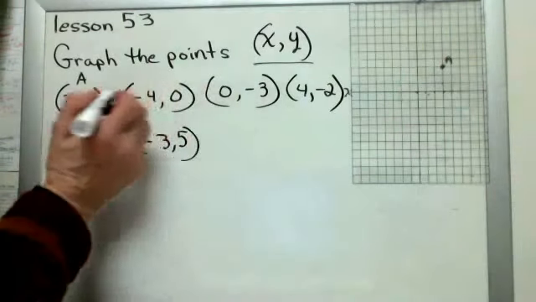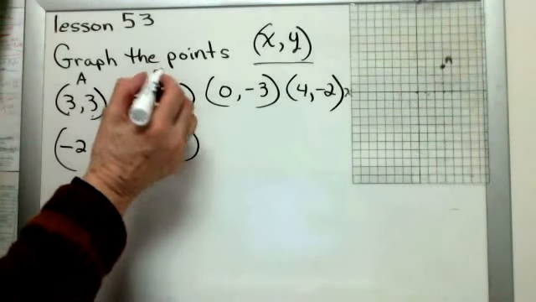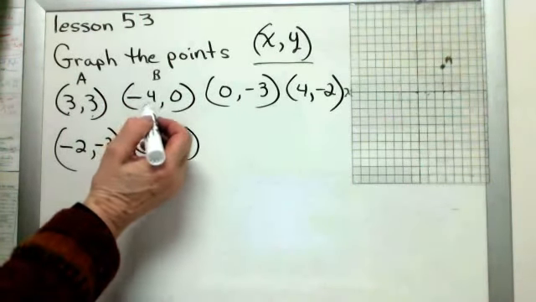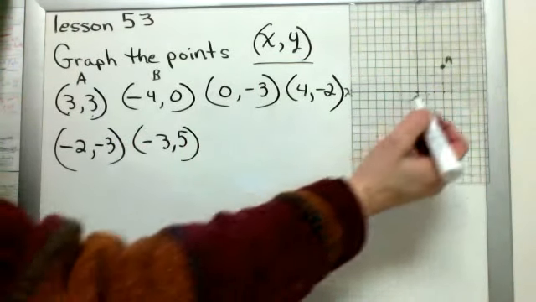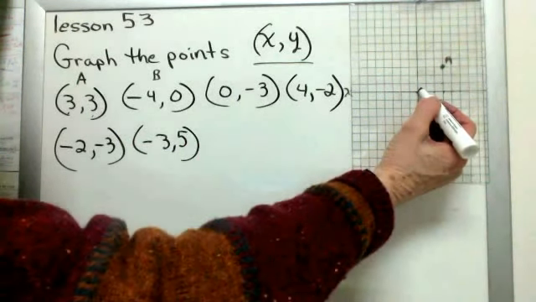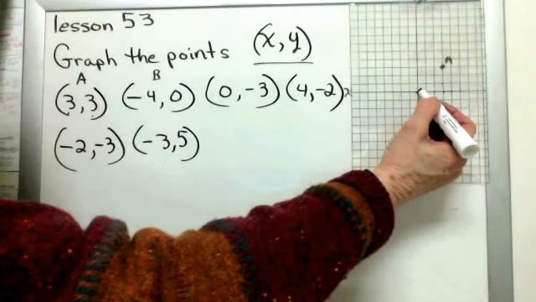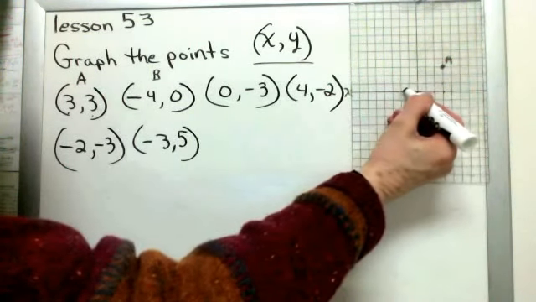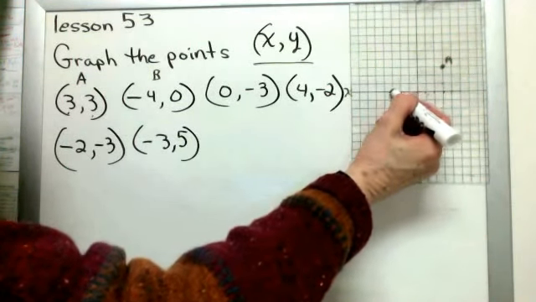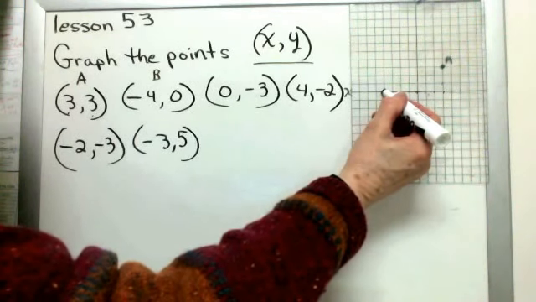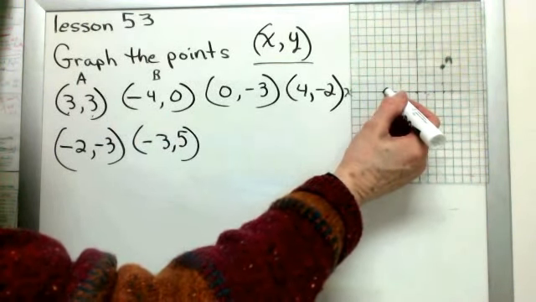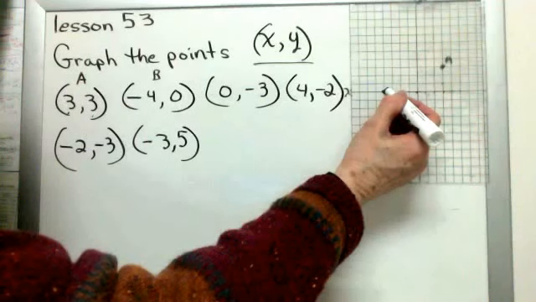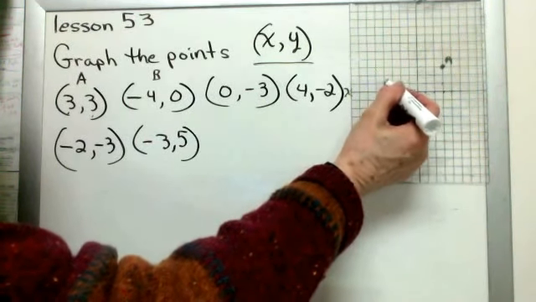Okay, let's do this next one. We'll call it B. The ordered pair is negative 4, 0. So again, start at the center, 0, 0. Go negative 4 on the x-axis. That's this direction, 1, 2, 3, 4. Negative 4. And then on the y-axis, or y direction, move 0. So that means I don't move at all. So there's our point B.